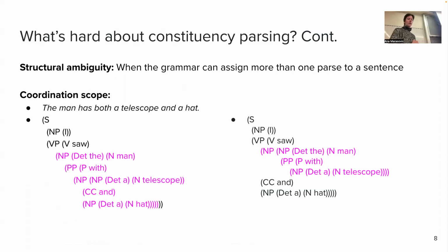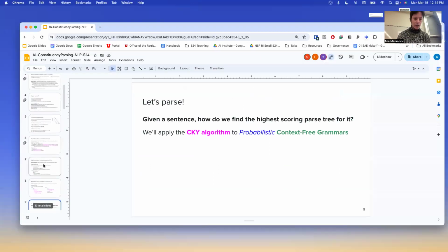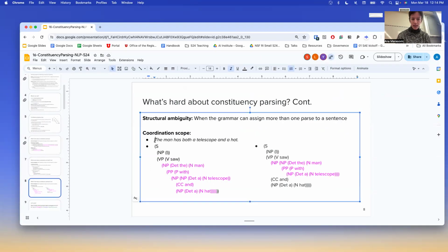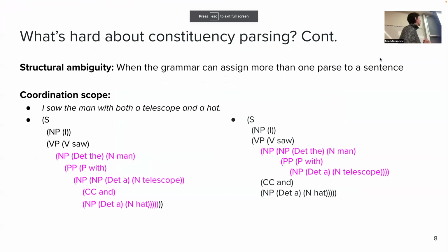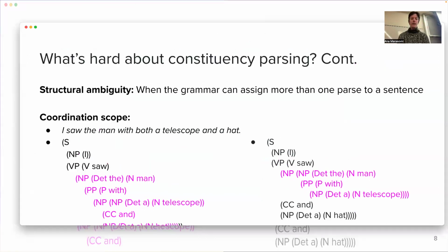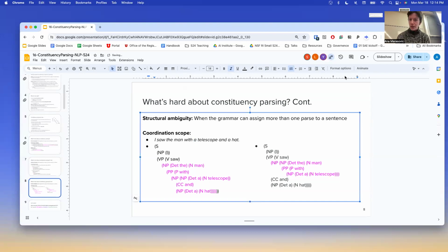Okay, and finally, we have the coordination scope. Here, coordination refers to the word "and." So the man has both a telescope and a hat. Oh my God, I feel like I gave you versions of my examples which were intermediate. I saw the man with both a telescope and a hat. Luckily, I know them by heart. I don't know how this came about.